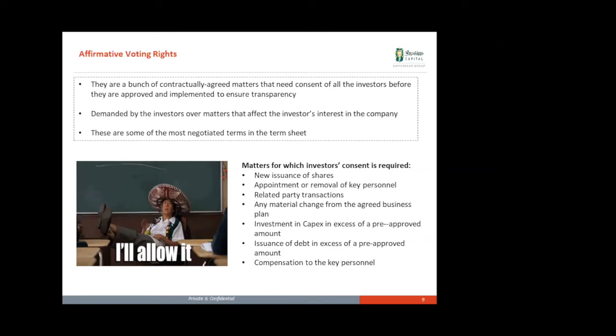So for example, as I mentioned, appointment and removal of key personnel is typically an affirmative voting right for investors. Obviously, issuance of new shares, or raising additional debt in the business, or a large capex spend. As I mentioned, if you want to buy a laptop, a TV, or furniture for your office, investors are not going to vote on that. But say, for example, you're setting up a new plant and you need to invest a sizable amount of capital in that plant, then investors have the right to vote on either taking that action or not. And for pretty obvious reasons, these are going to be the most negotiated parts of the term sheet, because they are control rights, and investors want to have some level of control on very key business issues.